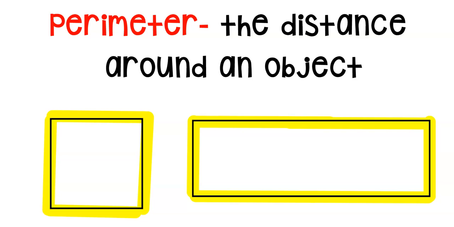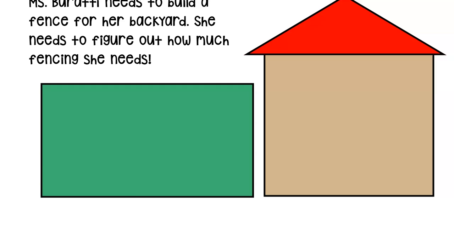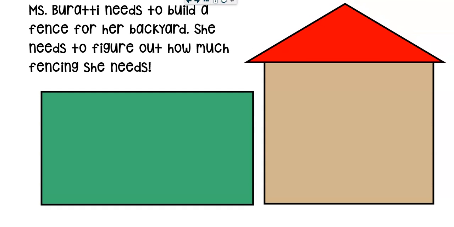So we are going to look at this example. Now, let's just say, I'm going to move this up a bit here so you can see it. Let's just say that I need to build a fence for my backyard. I need to figure out how much fencing I need, because if I weren't to figure out the perimeter of my backyard, I might get too much fencing and spend money that I don't need to spend, or I could not get enough fencing and then not be able to have a fence around my entire backyard.